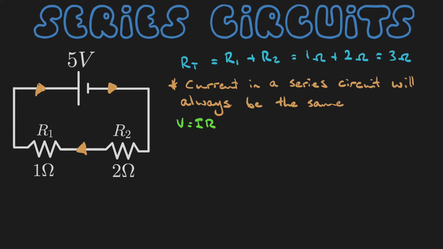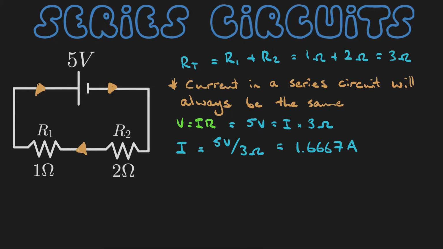So that would be 5 volts equals I times the total resistance, which we just calculated to be 3 ohms. Okay? So if we rearrange this equation, we can get I on its own. So I will then equal 5 volts divided by 3 ohms, which is equal to 1.6667 amps. Okay? So now we know the total current in the circuit.